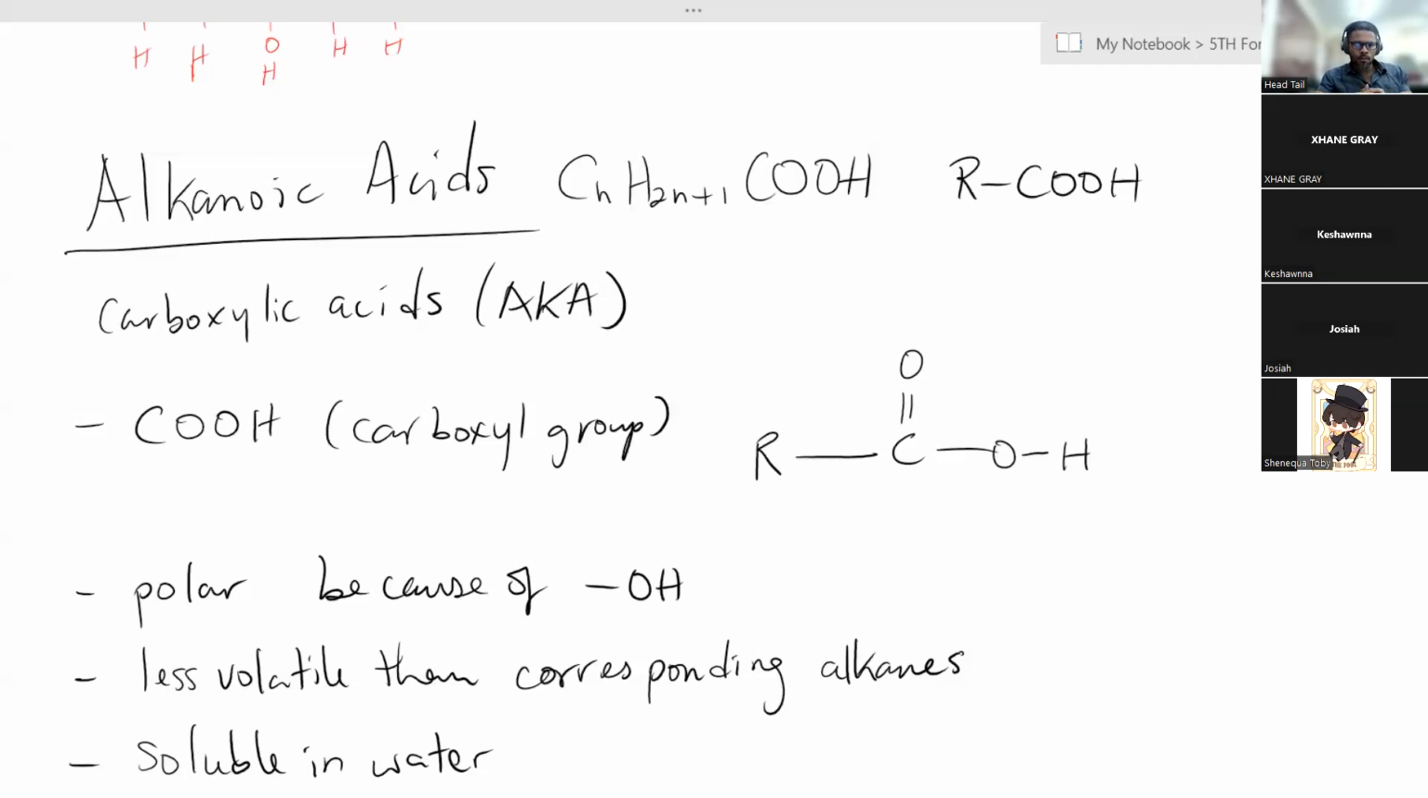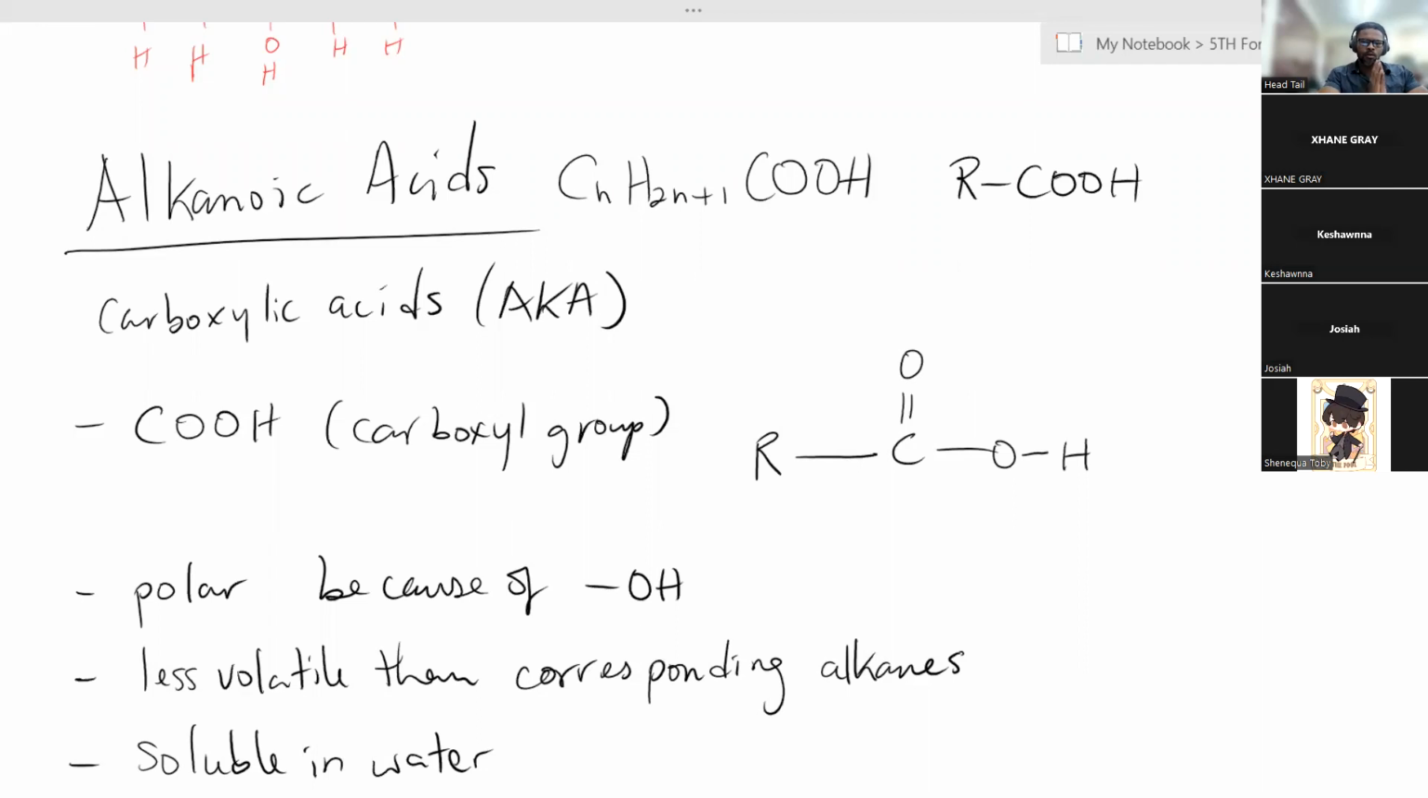So next question, let me see. Kishona, why are alkanoic acids soluble in water? So I'm just picking as I'm coming down the line. Why are alkanoic acids soluble in water? All right, so I'm not getting Kishona.